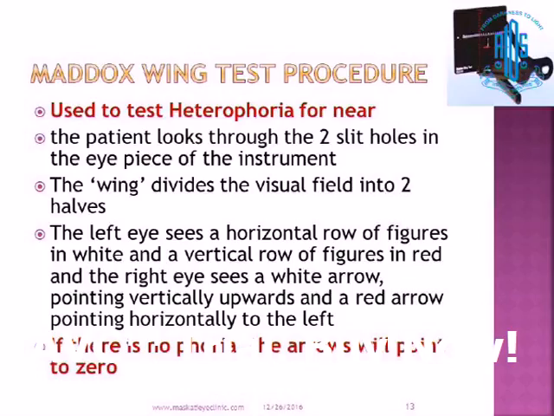Moving on to latent squint for reading, for near. Typically jewelers, and children studying for exams, usually have a latent squint for near. How do you test it? You have a simple device called a Maddox wing. The Maddox wing consists of a metal bar which separates the two eyes, so one eye is looking at the numbers and one eye is looking at an arrow.